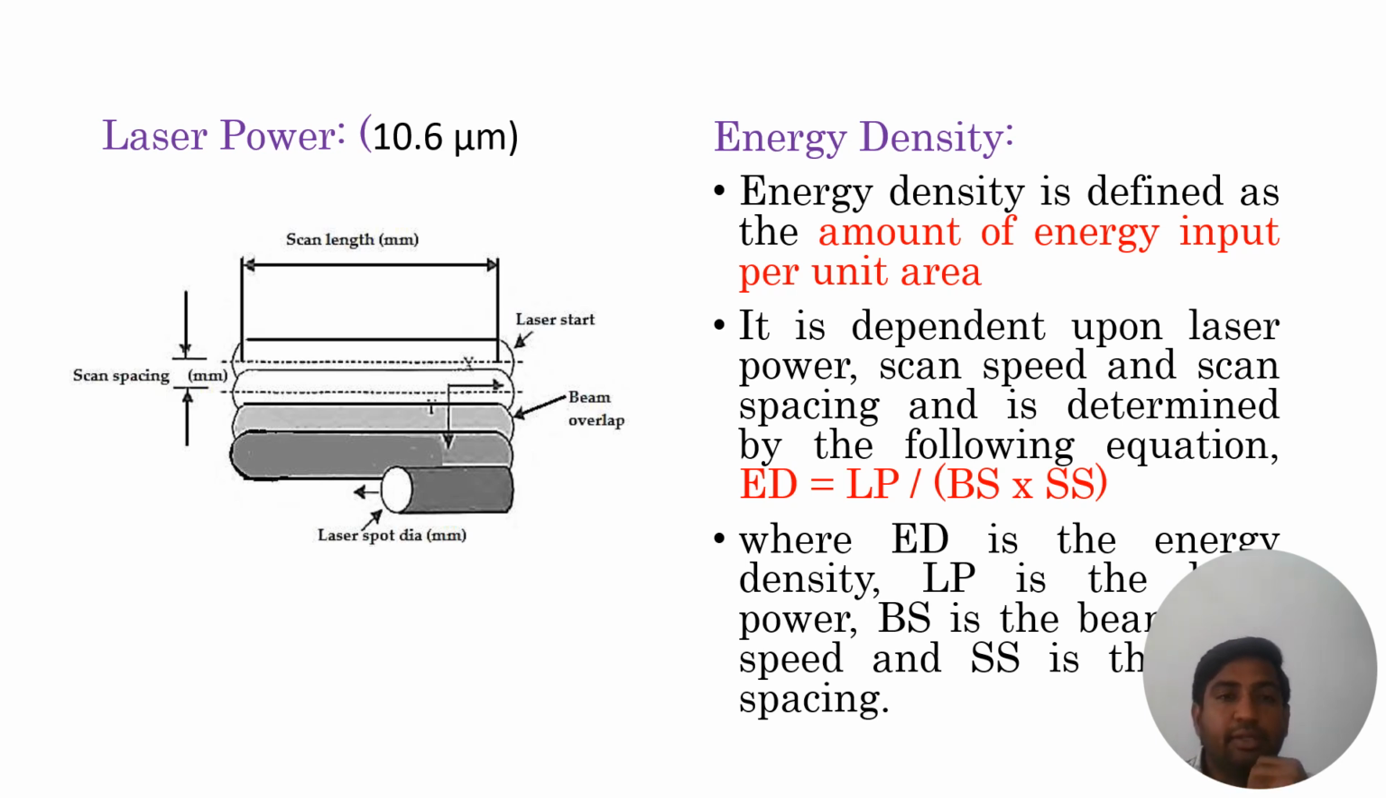Next one is laser power. It is around 10.6 micrometers. Next one is energy density, which is how much energy it needs from the SLS system. It can be calculated using this formula: ED equals LP, that is, energy density is equal to laser power, divided by the beam speed and spacing distance, and so on. This is the formula used to calculate the energy density.